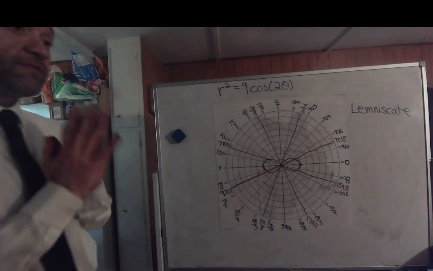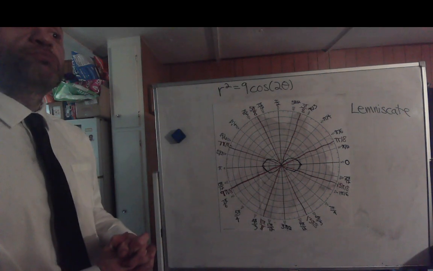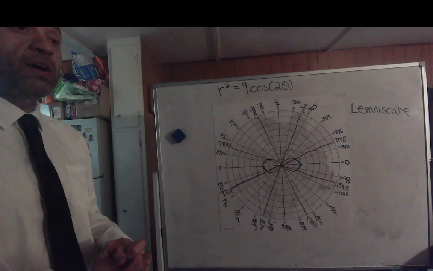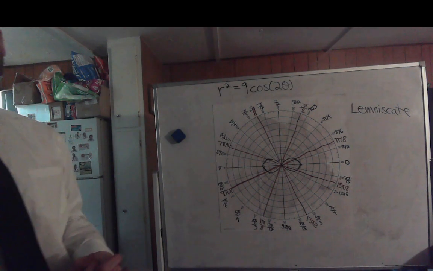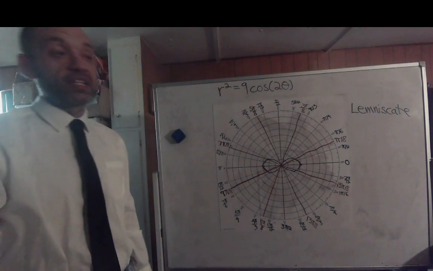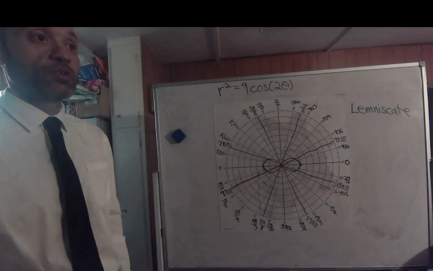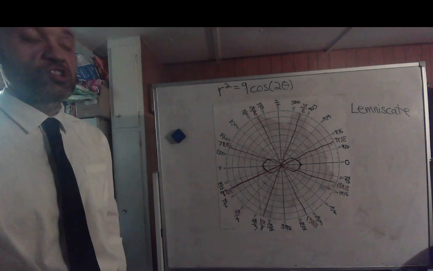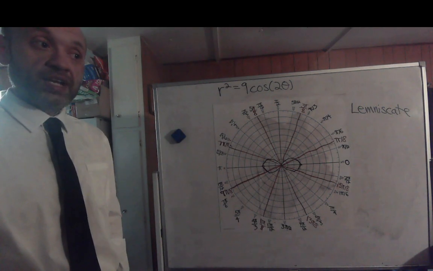Alright, so that's it for this lesson. Next lesson should be much shorter. It's going to be about the eccentricity of conic sections, which will tie into the lesson after that, which is the polar equations of conic sections.